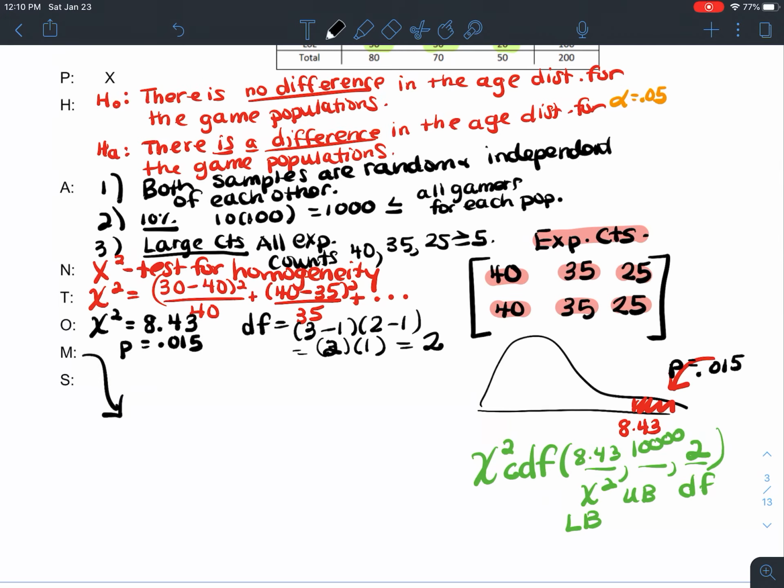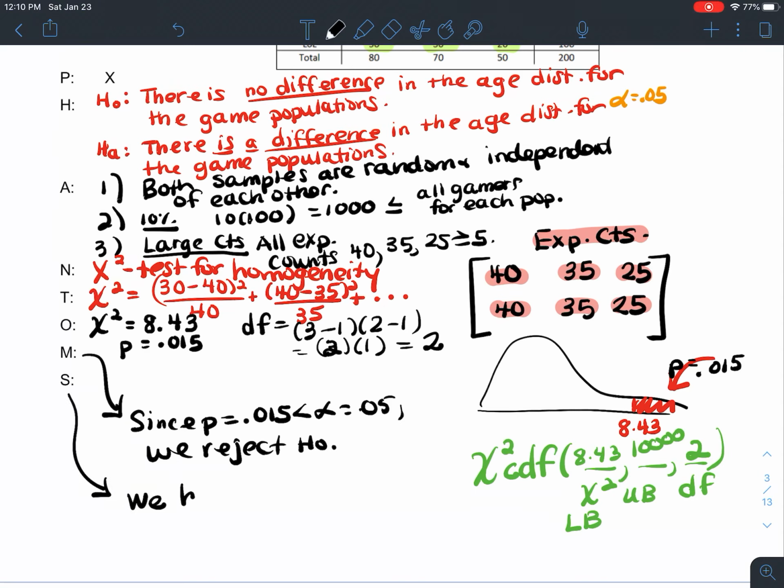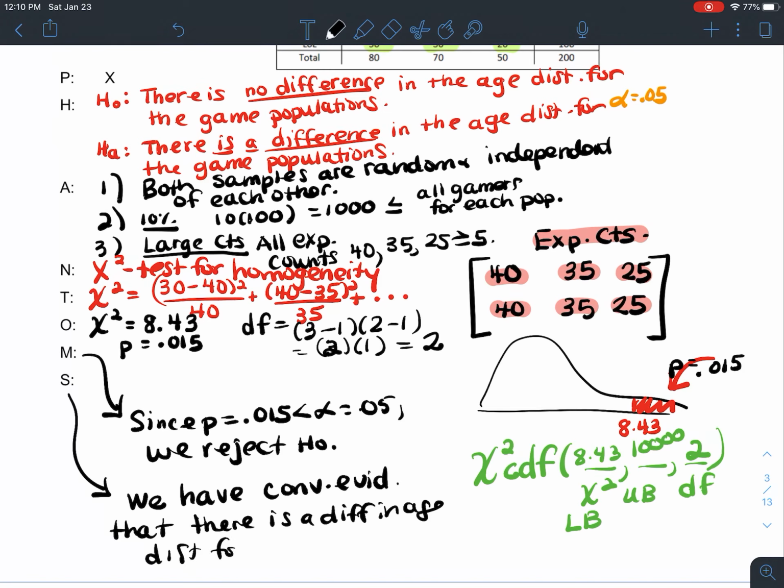Okay, so we're going to look at that in order to make our decision. I'm going to kind of just move this down here. We're going to compare and say since p, 0.015, is less than alpha of 0.05, our decision is that we are going to reject the null hypothesis. And then our concluding statement is, since we rejected the null hypothesis, we have convincing evidence that, and remember, we just look back up and we essentially rewrite what our alternative hypothesis is, that there is a difference in the age distribution for the game populations. Okay, so that's how you run the chi-square test for homogeneity.